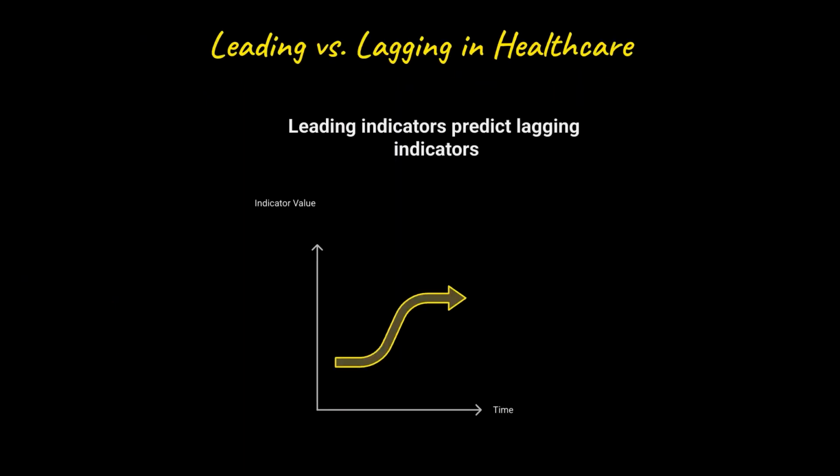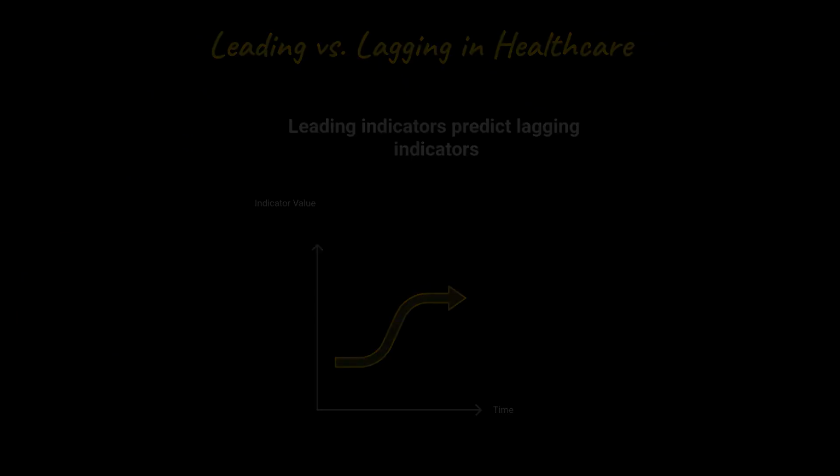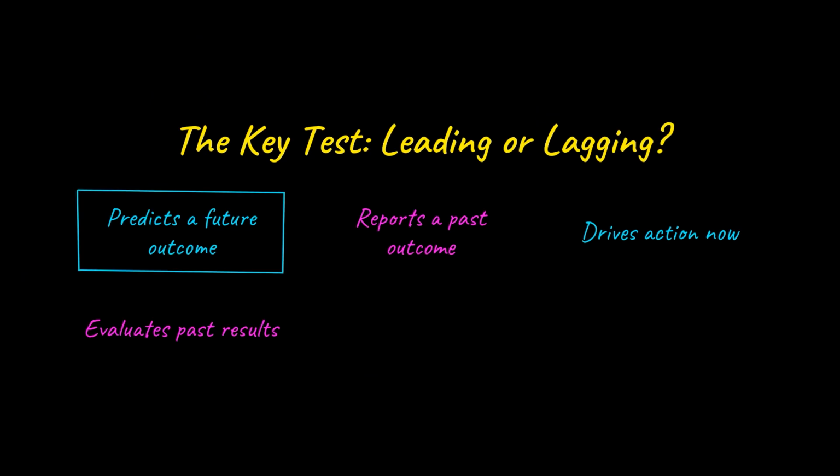In healthcare, hand hygiene compliance and staff training completion are leading indicators. They predict whether infection rates will rise or fall. The infection rate itself is lagging because by the time it climbs, the problem has already occurred. Tracking both gives teams a complete picture. The test is not time delay, it is causal direction. If a metric drives a future outcome, it is leading. If it reports what has already happened, it is lagging.